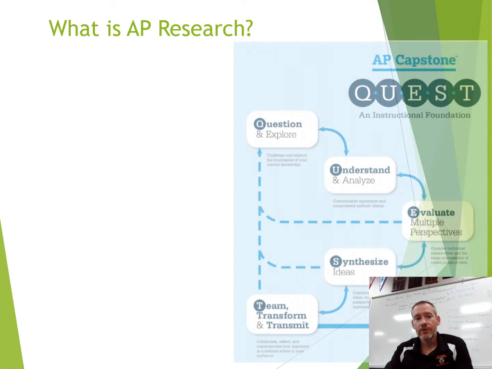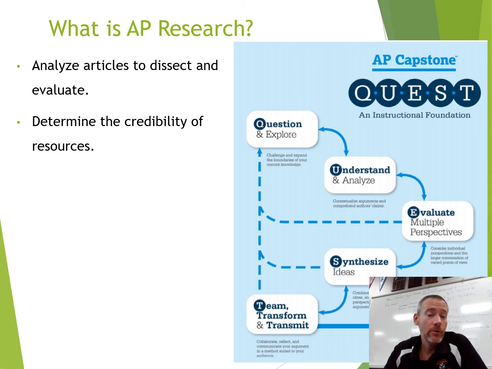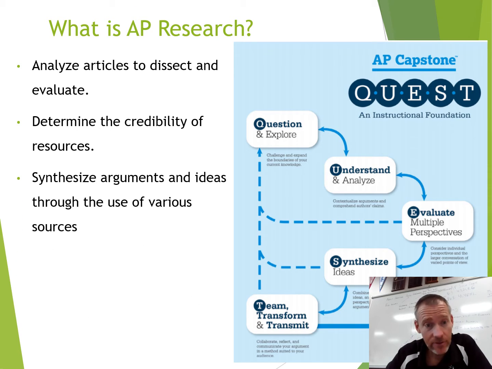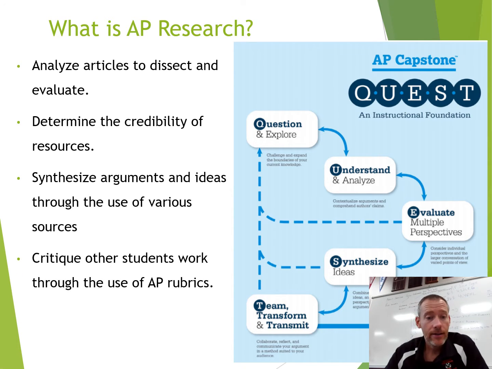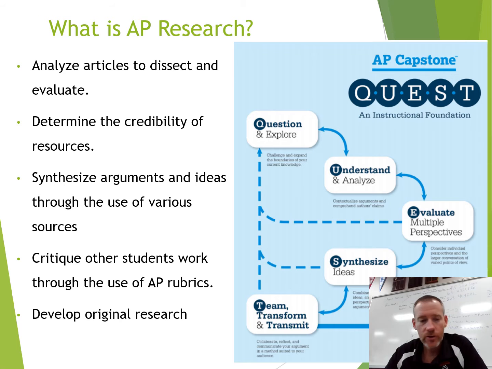All right, so what is AP research? Pretty similar to seminar, but they're going to do their own individual research. So they still need to be able to analyze articles and dissect them. They should always know about credibility. They should synthesize arguments through their own research, through data collection, and they will critique other students' work using the AP rubric. So we'll see what is considered a 1, 2, 3, 4, or 5 based on AP's rubric, and develop their original research.